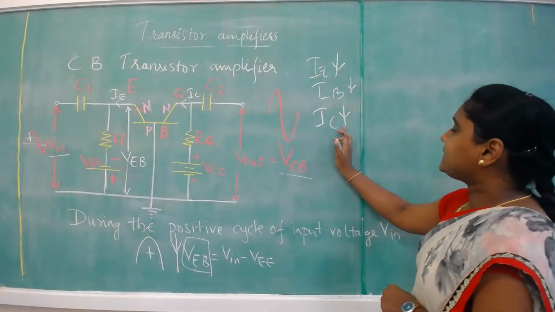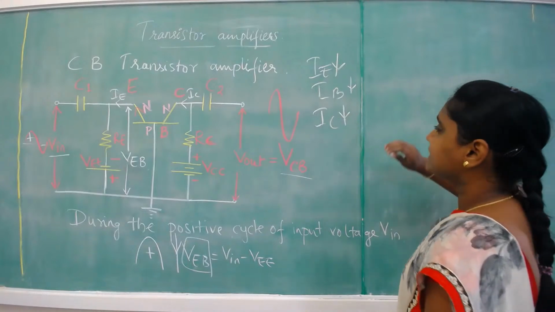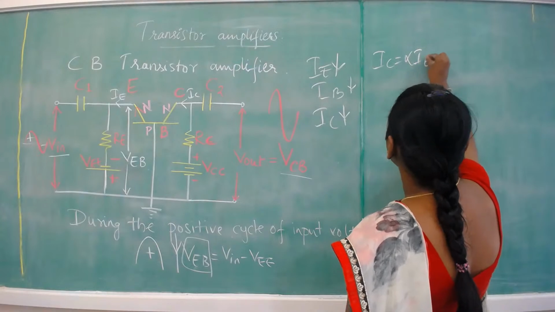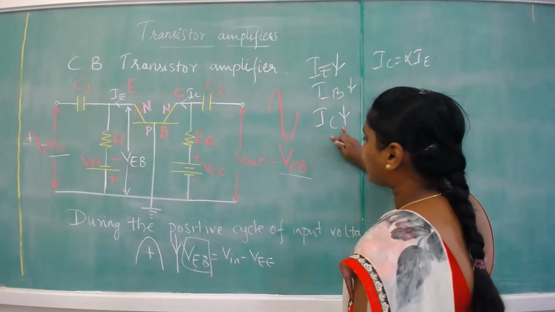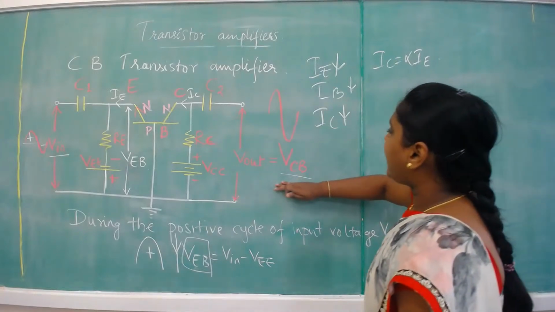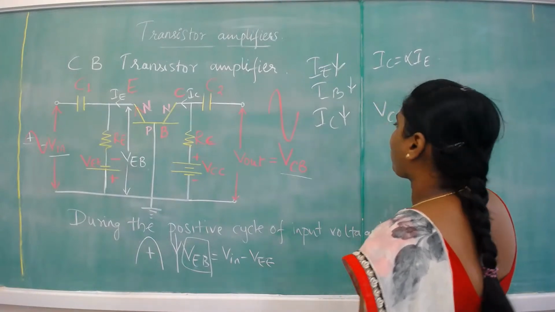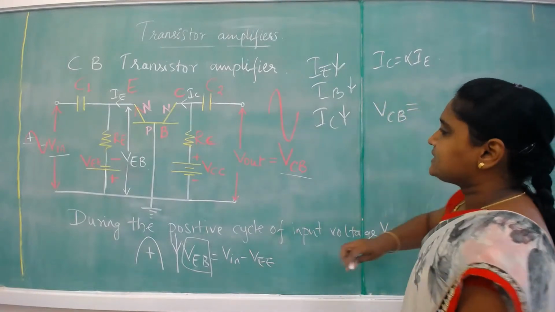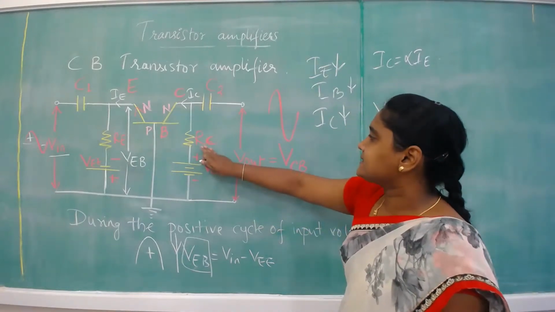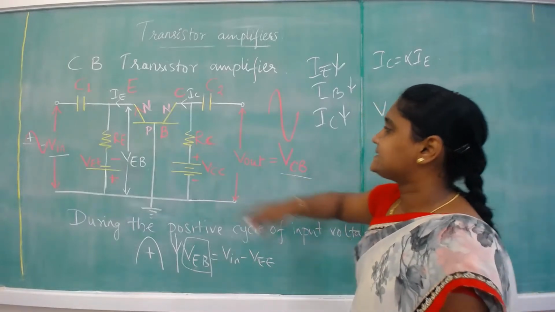Totally, because of the decrease in IE, IC is decreasing, and IC is given by IC equals alpha times IE. As IE itself is decreasing, the overall value of IC also decreases. And how is the final value VCB given? Here the total voltage is VCC, so VCC equals ICRC plus VCB. So VCB equals VCC minus ICRC.